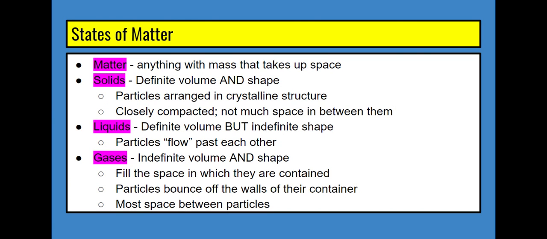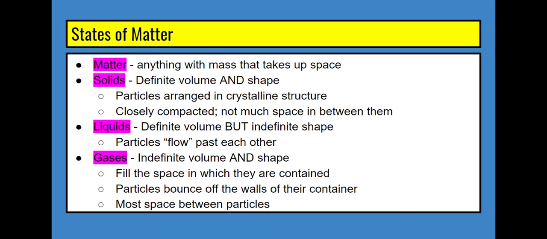All right, states of matter. This is the very first thing we covered in chemistry. Remember, matter is anything with mass that takes up space. Matter can be defined into 3 sub-states, right? There are 3 states of matter. We have solids, liquids, and gases. Solids have definite volume and shape. Their particles are arranged in a crystalline structure, which just basically means that there is a pattern to the way the particles are arranged. They are closely compacted and there's not much space in between them.